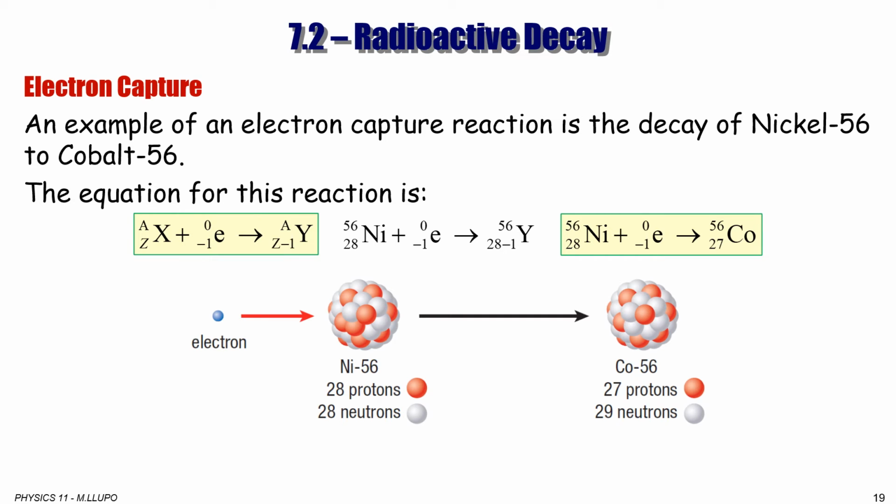And here's a diagram. An electron is captured by nickel 56, and 28 protons end up as 27 protons, but 28 neutrons end up as 29 neutrons, with an extra neutron, because as I said, the negative charge of the electron will neutralize the positive charge of the proton, making it neutrally charged. That means it is neutral. One neutron is formed.